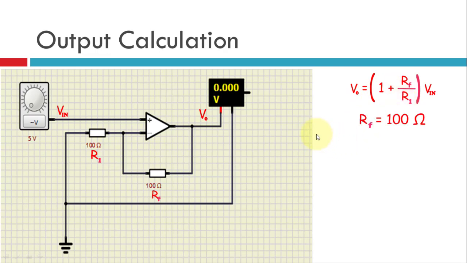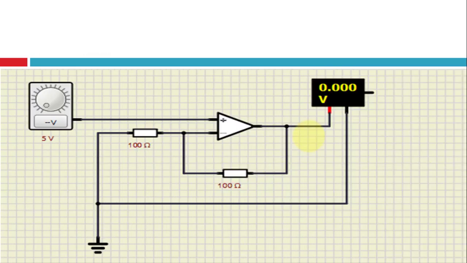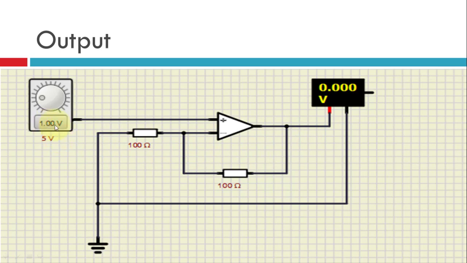Now in our case, the feedback resistance RF is 100 ohms and R1 is also 100 ohms. So we put in the values, 100 upon 100 becomes 1 and 1 plus 1 becomes 2. So V0 is equal to 2 times VIN. For example, if we have the input as 1 volt, then the output will be around 2 volts. This is 1.996 as we can see. And if the input is 2 volts, then the output is around 4 volts. So whatever output we are getting, it would be double the input.